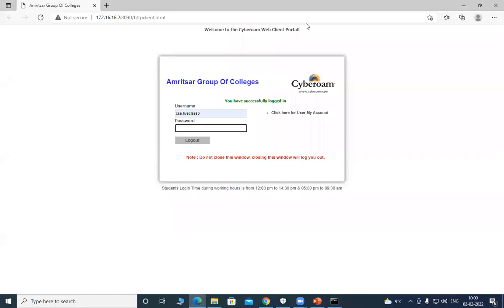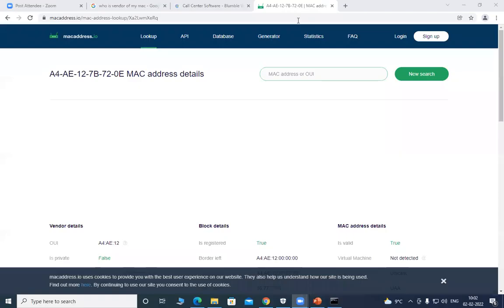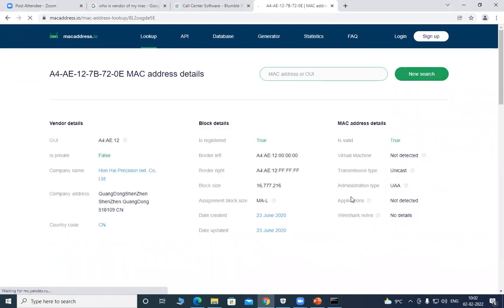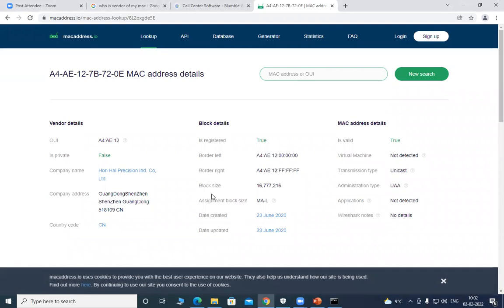Go to the internet. So this is the website for checking the OUI part. Suppose here I'm just going to paste my MAC address and click on search. We will get complete information about this MAC address: the name of the company for this MAC address, the complete address of this company, country code, date created, date updated. So this is all the information about this particular MAC address.